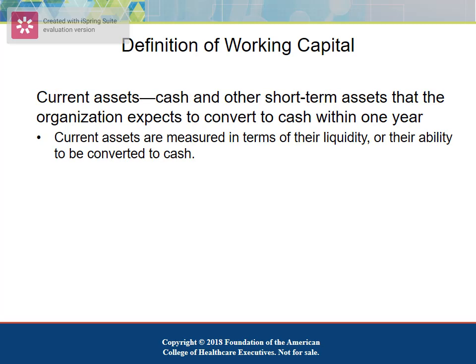So when we talk about current assets, these are things that can be converted quickly to cash within a year. It's how can we make our payroll? How can we pay for those items that we need to purchase to keep our business running? That goes into the liquidity of our organization, which is basically what we're getting to with working capital.